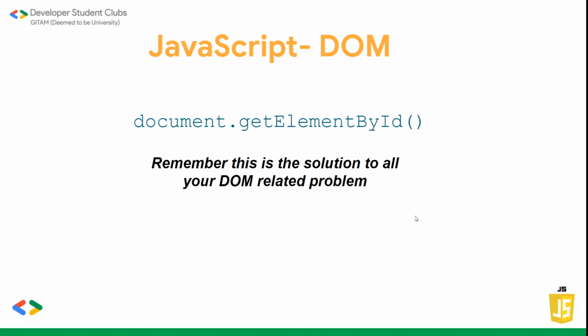Remember that for any problem you have with the document object model, document.getElementById is a very important function for each and every front-end developer out there, because that's the function that helps you solve your DOM related problems. So this is one way to get an HTML tag from the HTML file. There are many other ways, but this is the most used and the easiest to understand. So document.getElementById. Okay.